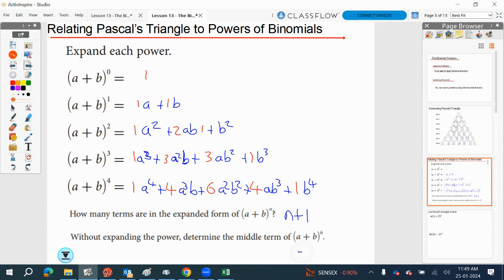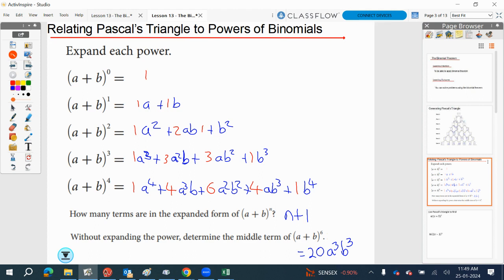So what's this one going to be? 20 a to the 3, b to the 3. What if it's a plus b to the power of 5? What would it be then? It wouldn't have a middle term. There's no middle term.